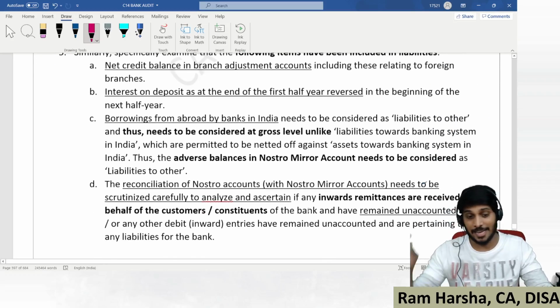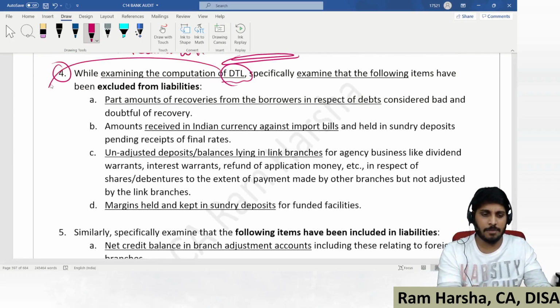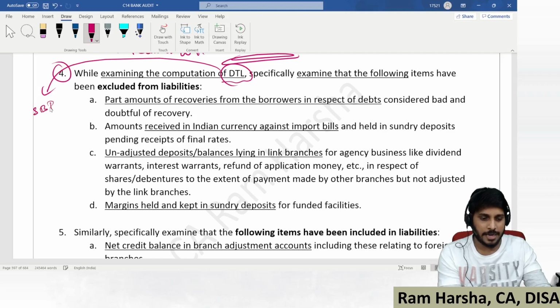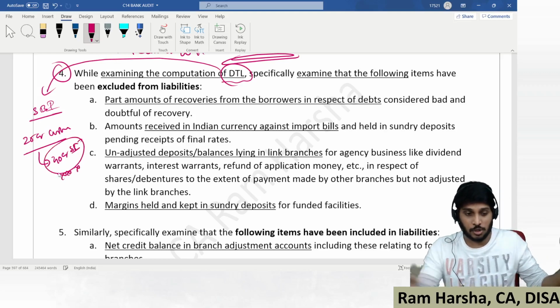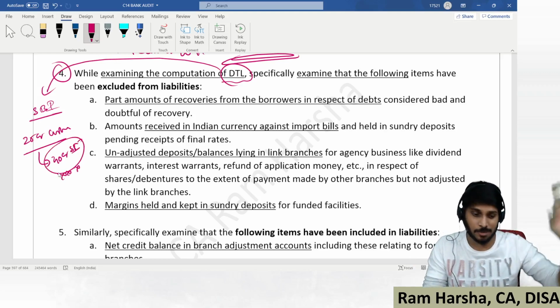Demand and time liabilities excludes. First of all, what is demand and time liabilities? State Bank of India has approximately 25 crore customers. They have approximately 40 crore savings accounts. In those 40 crore savings accounts, some balance will be there. The total is demand deposit liability.